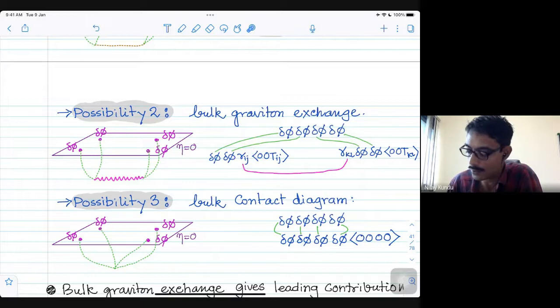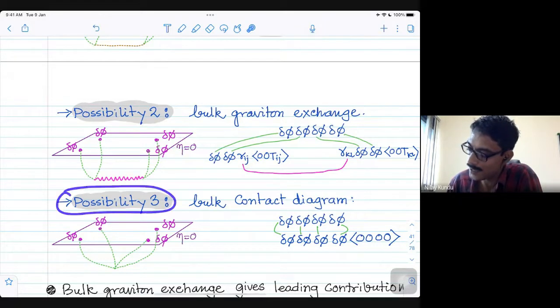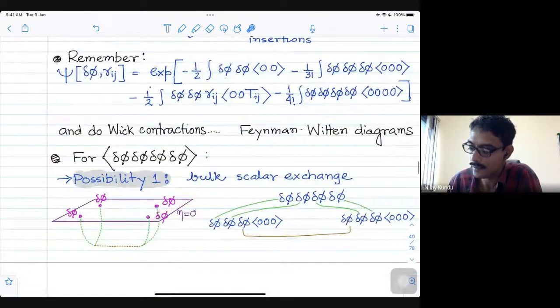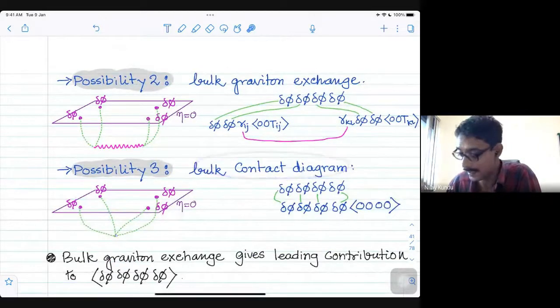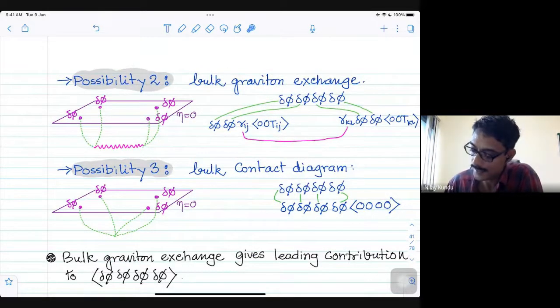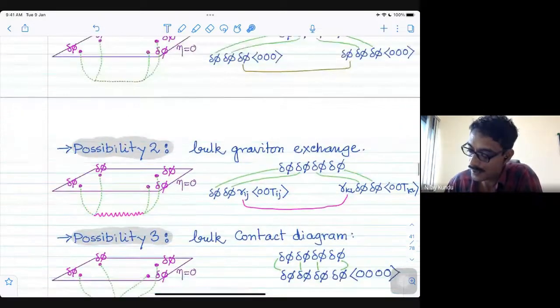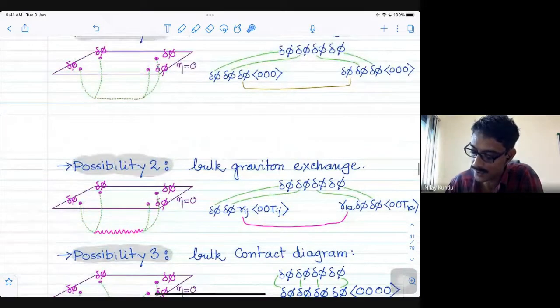And then there is also a possibility that I bring down one of this 4-point vertex, and that will give me a bulk contact diagram. But one can check that all of them will contribute, but in the leading slow-roll approximation, this wins.